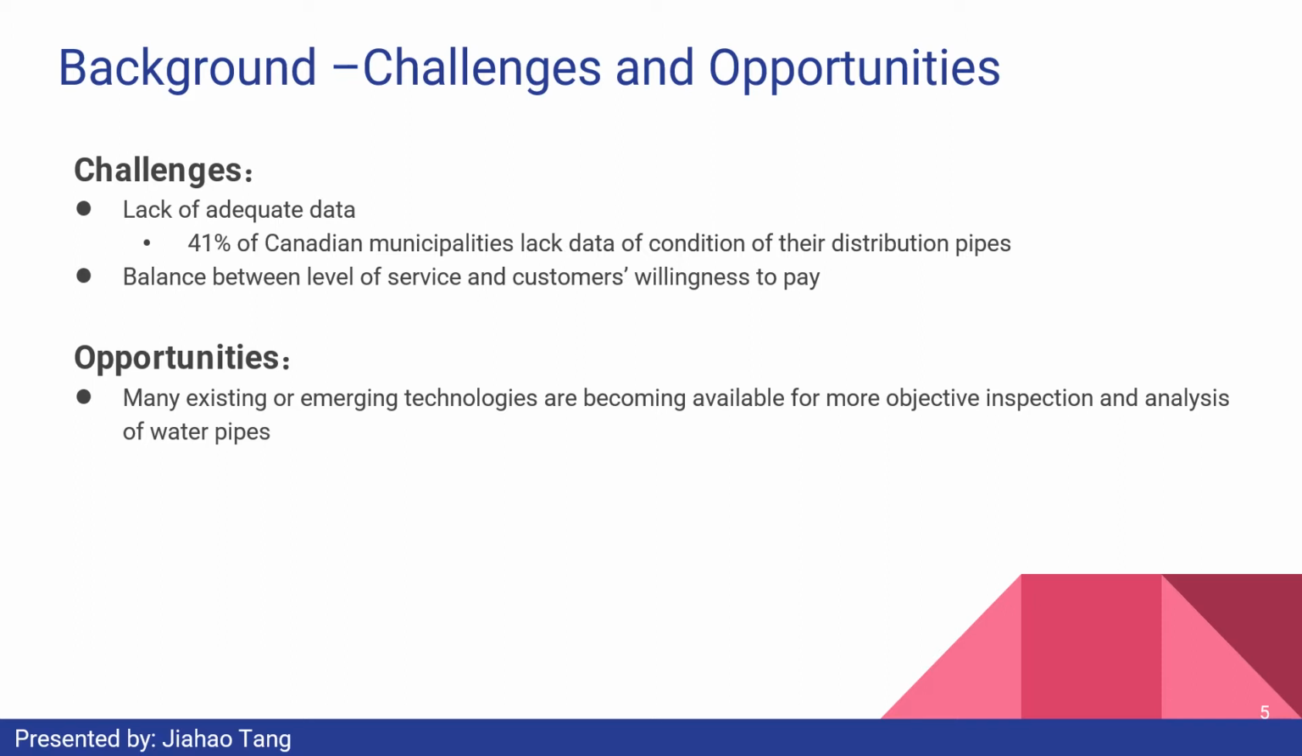Achieving a balanced relationship between customers' expectation of quality and their willingness to pay is another huge barrier. In other words, the public perception may require enhancing service quality while rejecting to pay the extra servicing cost. Fortunately, many existing or emerging technologies are becoming available for more objective inspections and analysis of water pipes despite these barriers. In the remaining parts, we will provide more details to explain how innovative technologies can be used to solve the problem through the process.